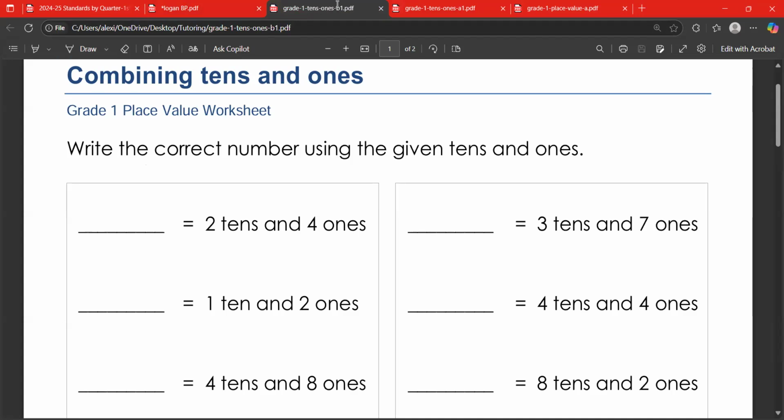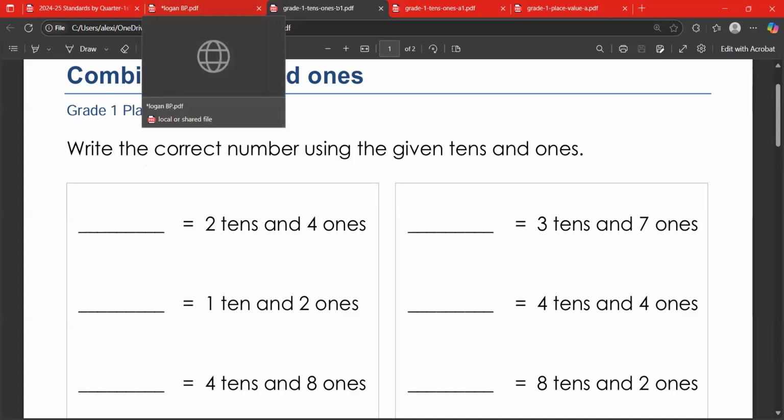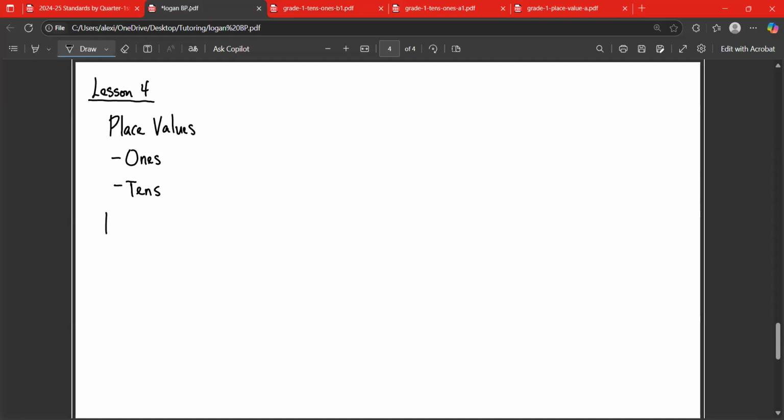So I'm going to rewrite these, okay? So we have 2 tens and 4 ones. 2 tens and 4 ones. I'm going to put a little equal sign. Remember, the tens have a certain place and the ones have a certain place. So let's try to do this together.